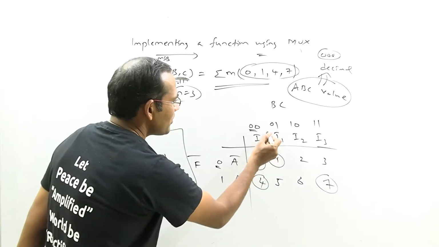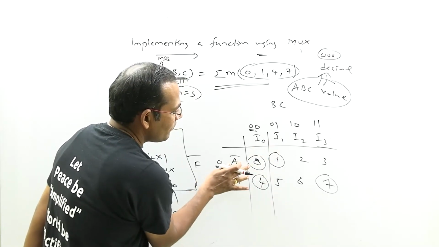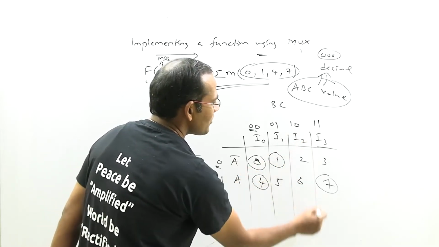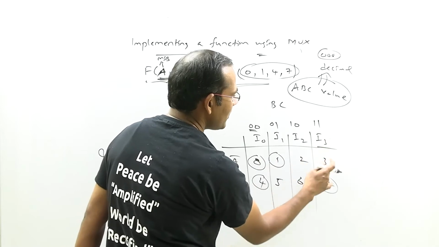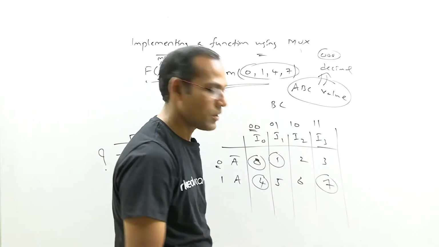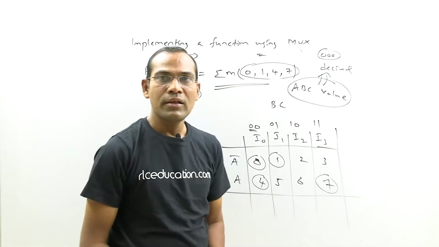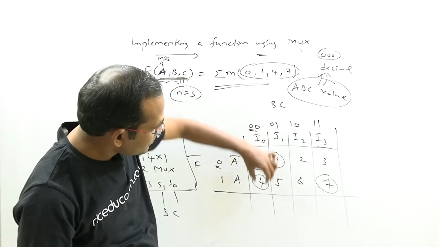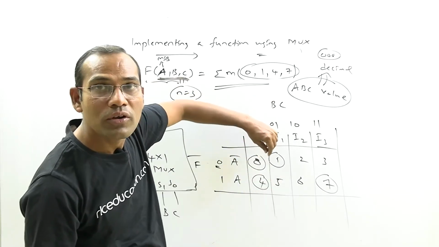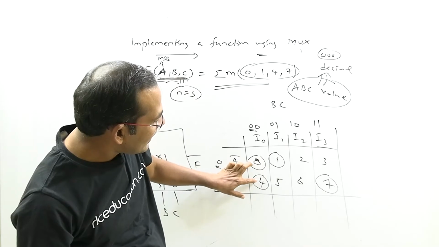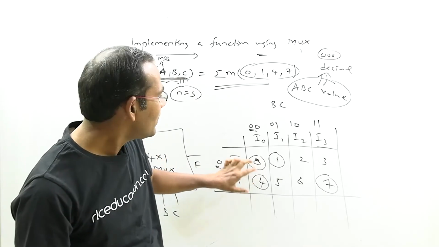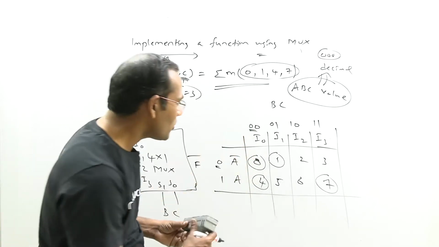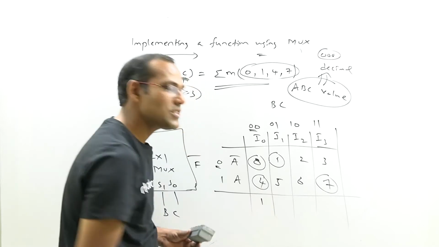Now I0 is obtained from 0 and 4. I1 is obtained from 1 and 5. I2 is obtained from 2 and 6. I3 is obtained from 3 and 7. Just observe these two numbers. I0 is obtained from 0 and 4. Whenever both are circled, the input will be 1. So, since 0 and 4 are circled, the input is 1.